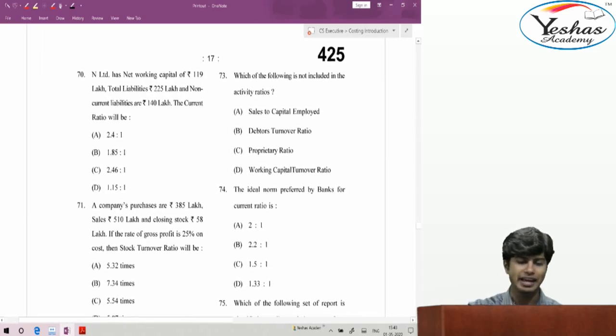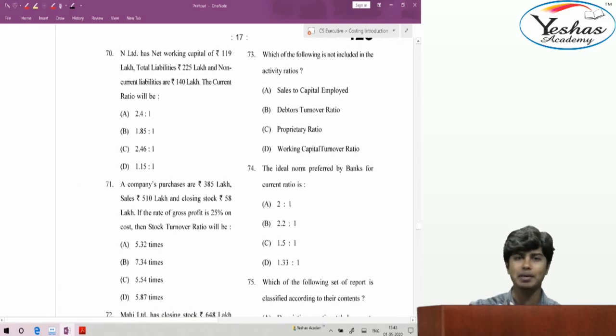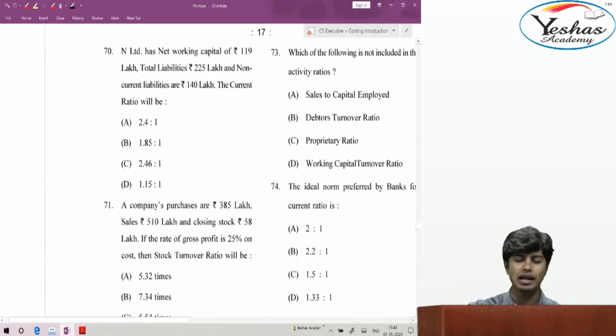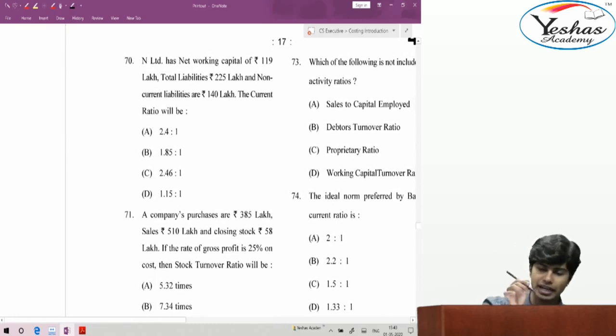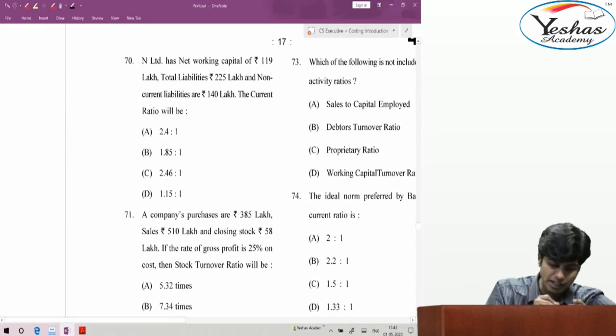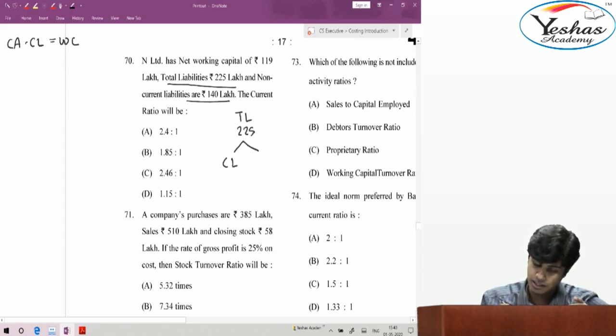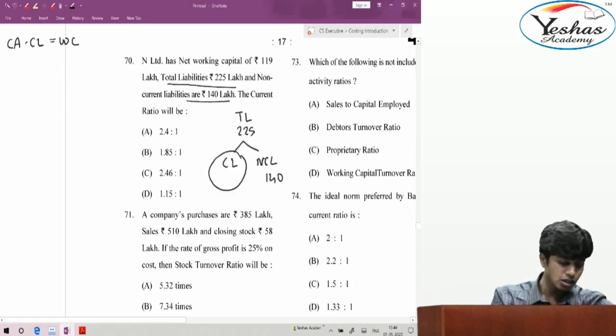Come on, let us go to question number 70. Question number 70. Calculate the current ratio. Net working capital is excess of current assets over current liabilities. Total liabilities is 225 lakh. Non-current liabilities is 140 lakh. What is current ratio? Very easy. Come on, let us start doing this. Working capital is current assets minus current liabilities. They have also given us total liabilities and non-current liabilities. So total liabilities 225, two parts: current liabilities and non-current liabilities. Non-current liabilities is 140. So how much is my current liabilities? 225 minus 140. That gives me 85.